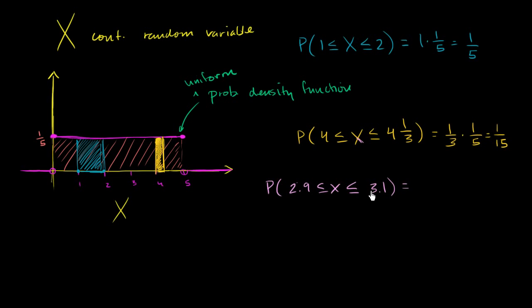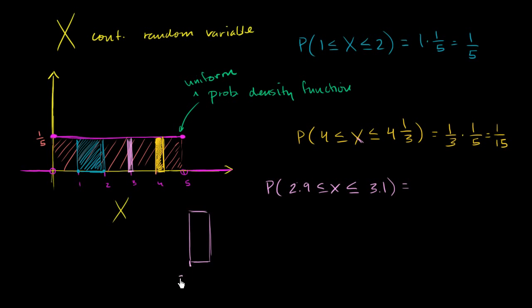What is this probability going to be equal to? So we have this little range right over here. The height is 1/5. We've seen that over and over again. But what's the area of this rectangle? Well, the base here is between 2.9 and 3.1. Let me draw that rectangle a little wider. So if we draw it like this, zoom in a little bit.